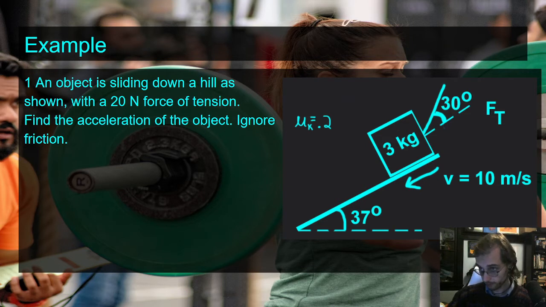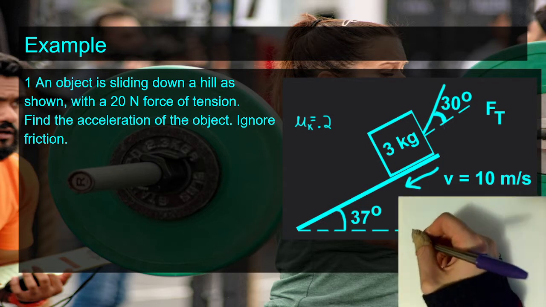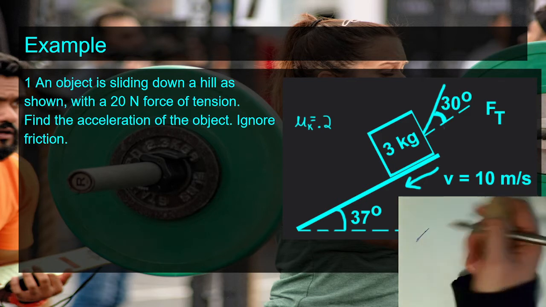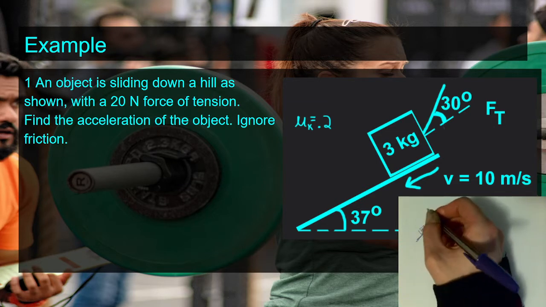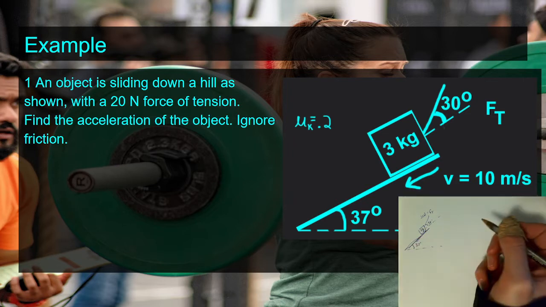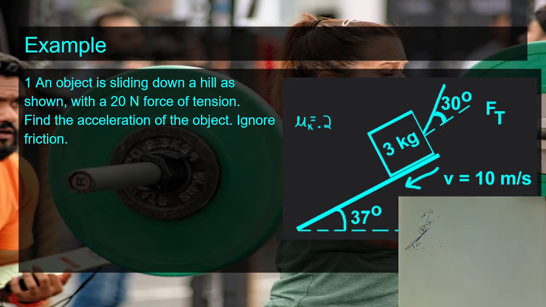All right, let's get our info down. So in particular, we know that we've got our hill, and we've got a box on the hill, which is 3 kilos. We've got this force of tension, which is 20 newtons, going off at an angle of 30 degrees above the hill. The hill is at an angle of 37 degrees with level ground, and the velocity is not going to matter because we're ignoring the friction.